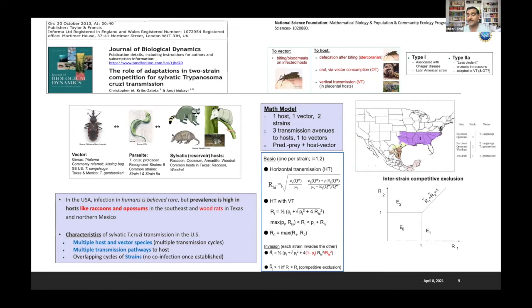We can say that if your R naught values are above this horizontal and this slanted line, then strain 2 will persist. By the way, in this model, both strains cannot persist together. That's the dynamics and the result of it. If this situation occurs in the Middle East, we can use this analysis there. If it happens in Asian countries, we can use the same models there as well.